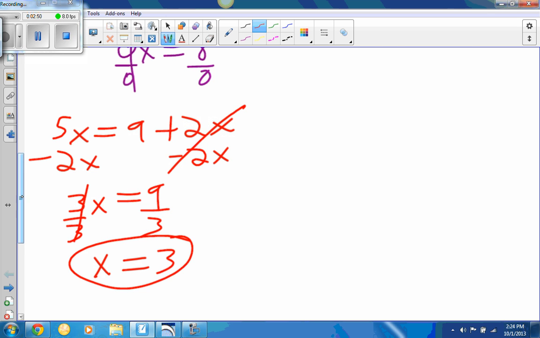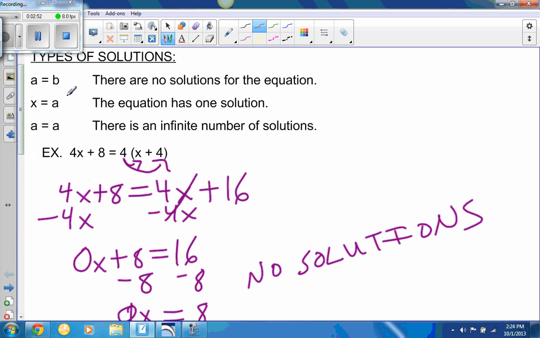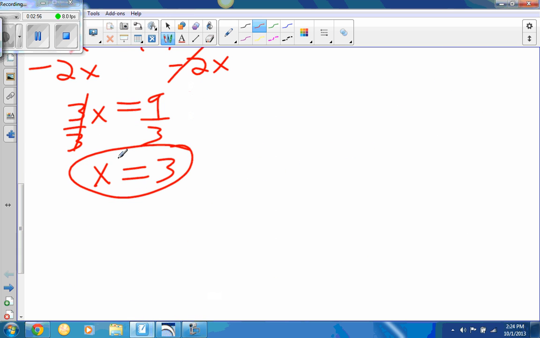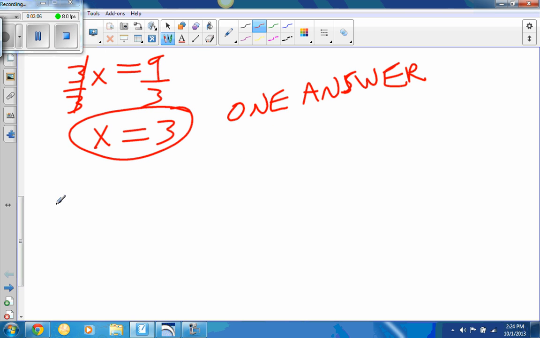Okay, so that is in the form of this one, right? x equals a, x equals 3. One answer, right? So there's one answer to that equation. We've solved equations like that before, right? We just didn't answer what type of solution it was. So then I'm going to do one more.